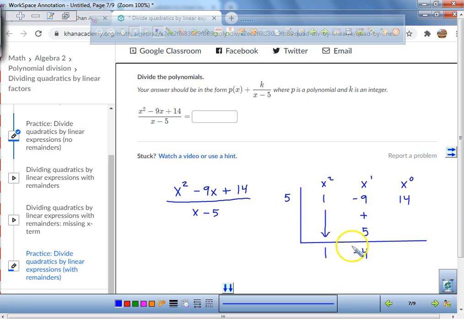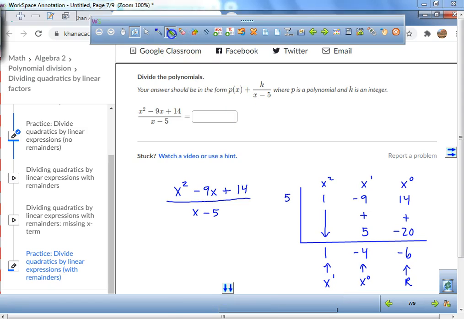Okay, so 5 times -4 is -20. And then we add that. So if you owed somebody $20, but you only paid them back $14, you still owe them what? $6. Now, what does this 1 represent? That's your x to the power of 1. What does the -4 represent? X to the power of 0. What does that represent? That represents your remainder.